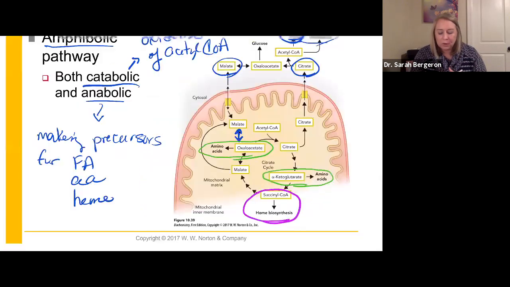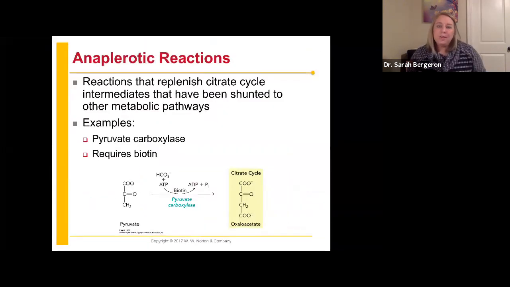Okay, so we also have anaplerotic reactions. These are reactions that are going to replenish our citrate cycle intermediates that have been shuttled off to other metabolic pathways, right? When you shuttle them off and then your body goes, oh, I really need to go through the citrate cycle so that I can get some energy. So pyruvate carboxylase is one of them. Pyruvate carboxylase will actually convert pyruvate directly to oxaloacetate, right?